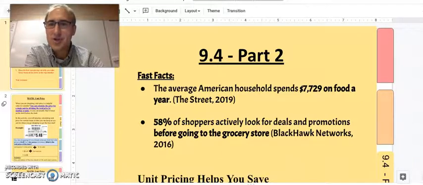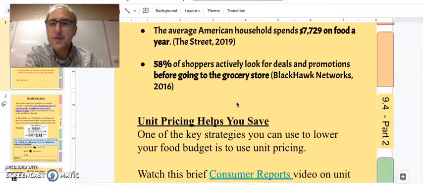To help you budget and save more money, today we are going to look at unit price a little more. It's going to be a little more mathy. A few fast facts here in our interactive notebook. The first is that American households spend $7,729 on average for food. 58% of shoppers, so a little more than half, actively look for deals and promotions before they go to the grocery store.